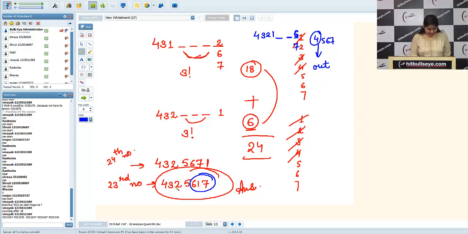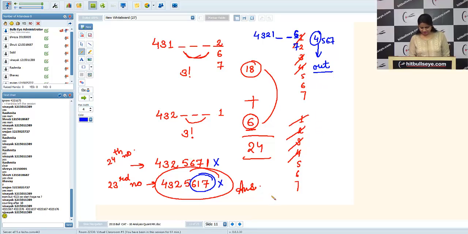Exactly. I'm so sorry. Yes, Vinayak. Exactly. Because these four numbers are out, we want to count the next number. It will be 4, 3, 2, 5. Definitely my number will start with 4, 3, 2, 5. The digits we are left with are 1, 6, 7. So it should be 1, 6, 7.